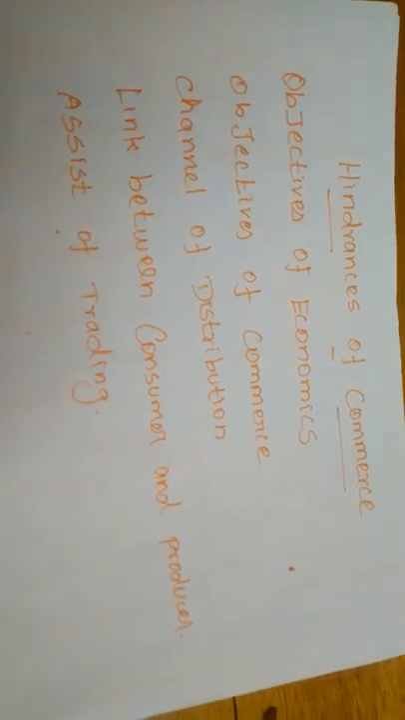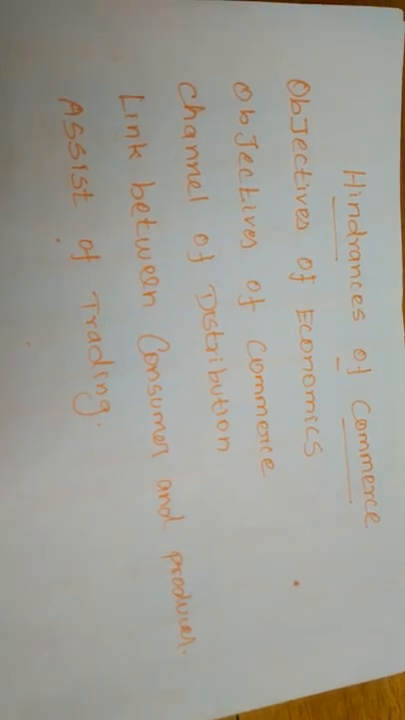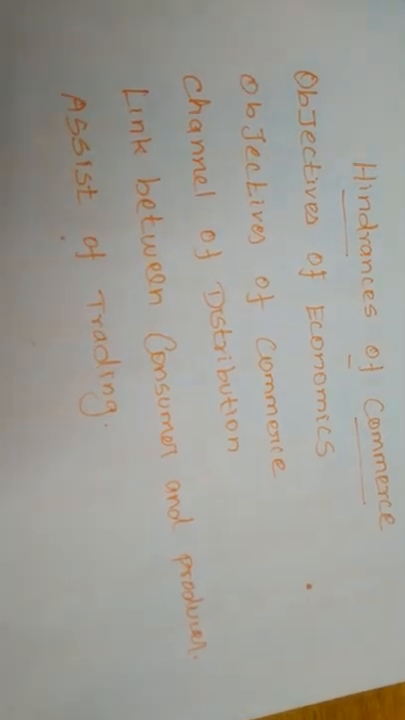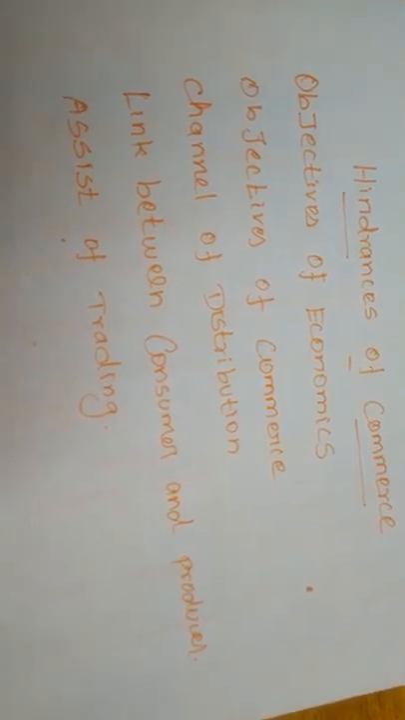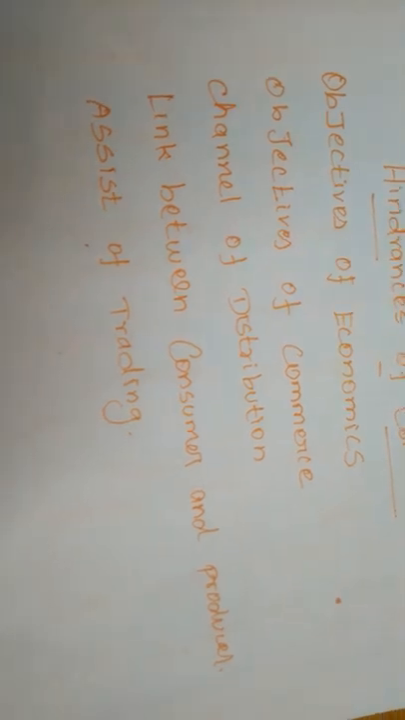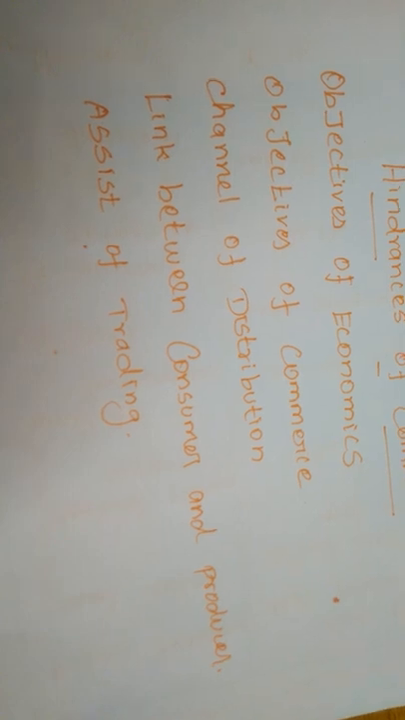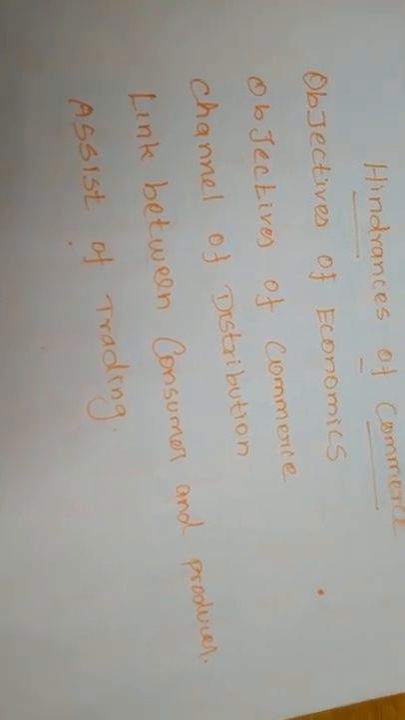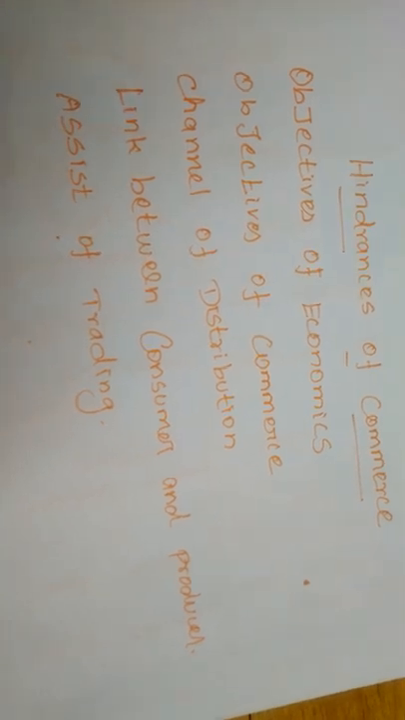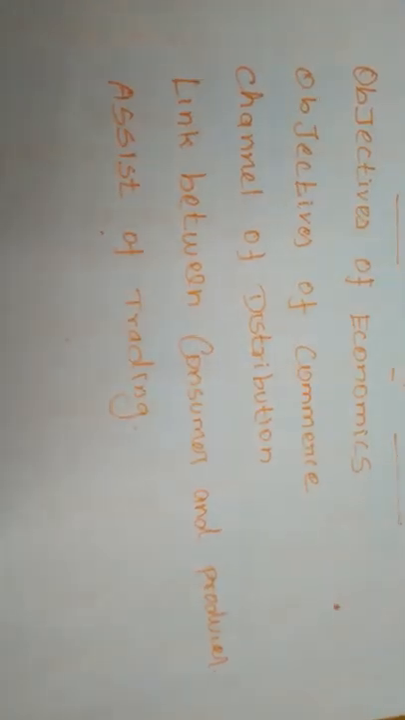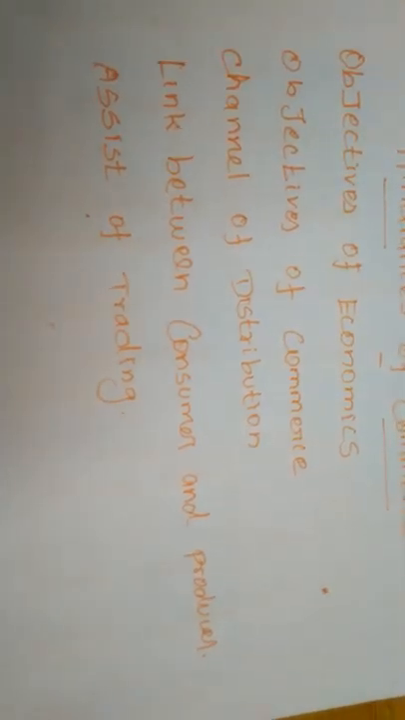How will the produced product reach the hands of the consumer? According to your basic knowledge, you can say the producers have to distribute to the consumer, but you have to know who is involved in the link between the consumer and the producers, and what factors assist in fulfilling the objectives of commerce. Commerce provides the valuable link between the producer and the consumers.